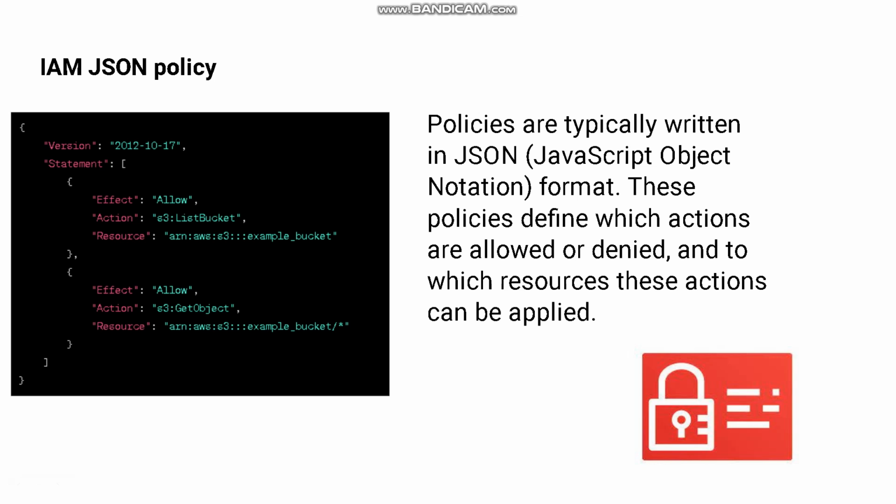These policies define which actions are allowed or denied, and to which resources the action can be applied. This is an example using S3 ListBuckets and S3 GetObject, with the effect Allow, so the user or the role can execute these API calls. Okay, so this is a very basic concept of IAM. Next, I'm going to show you how to do it on the AWS console.